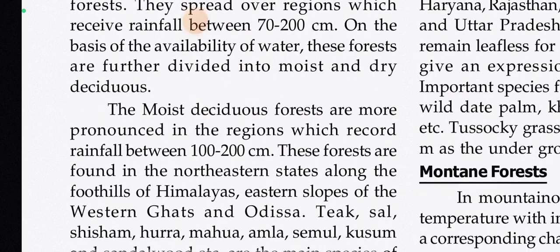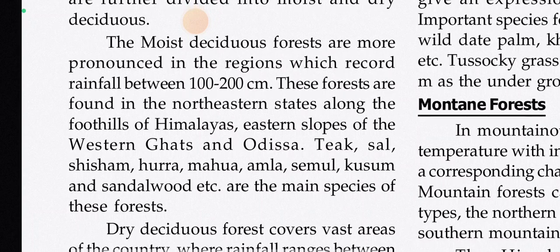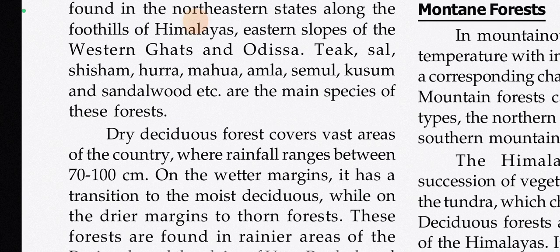The moist deciduous forests are more pronounced in the regions which record rainfall between 100 to 200 cm. These forests are found in the northeastern states along the foothills of Himalayas, eastern slopes of the Western Ghats and Odisha. Teak, sal, shisham, hurra, mahua, amla, semal, kusum and sandalwood etc. are the main species of these forests.